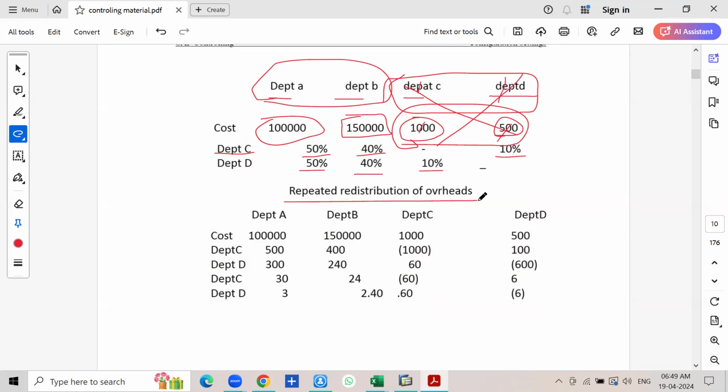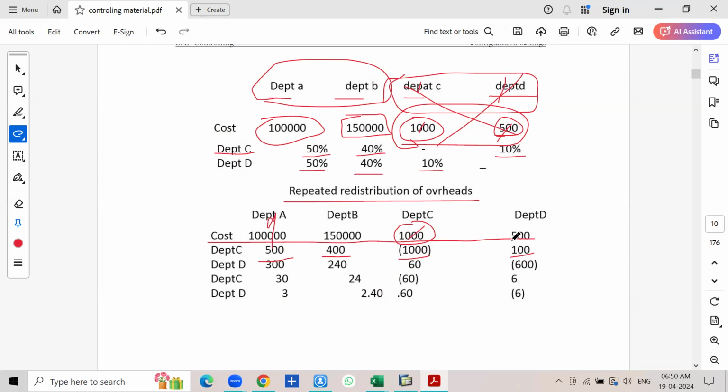So how is this allocation done in this case? First, we take the direct cost of every department. Now, the cost of Department C is 1,000 rupees. So how is the cost of Department C to be allocated? 50% to A, so 500 to A. Then 40% to B, 400 to B. Then 10% to D, 100 rupees to D. Now the cost of Department C becomes 0. Okay. Within brackets means minus.